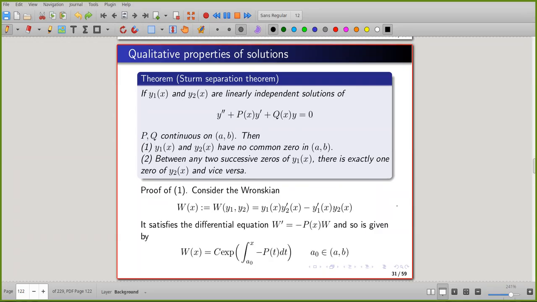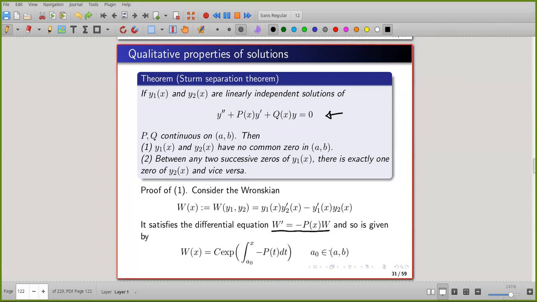It satisfies a differential equation. When we differentiate W, we get minus p(x) W(x). This is an easy check: you have to use the fact that y satisfies this differential equation. And we know what the solutions of this differential equation are. It's given explicitly by this, so W(x) is this function.